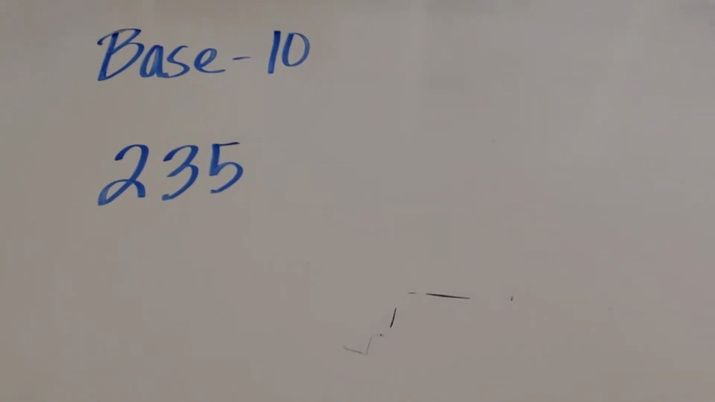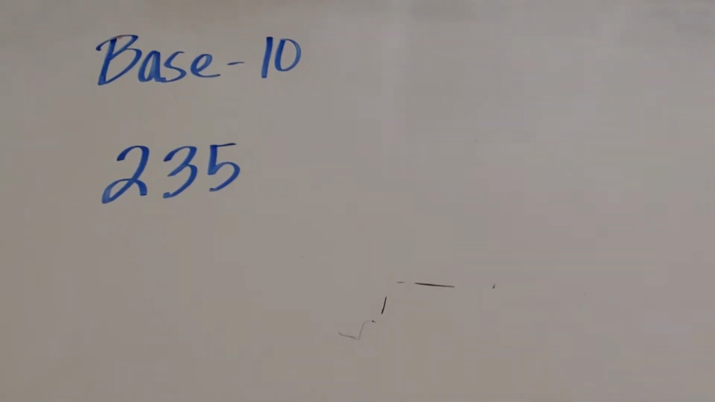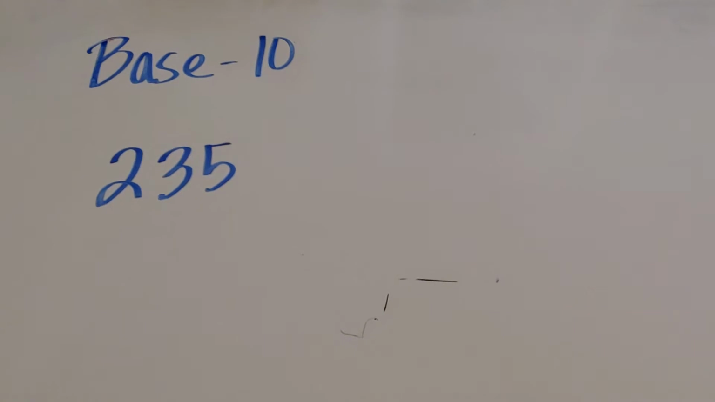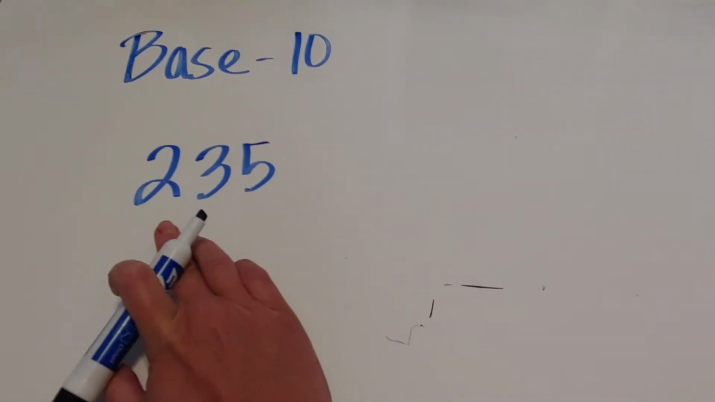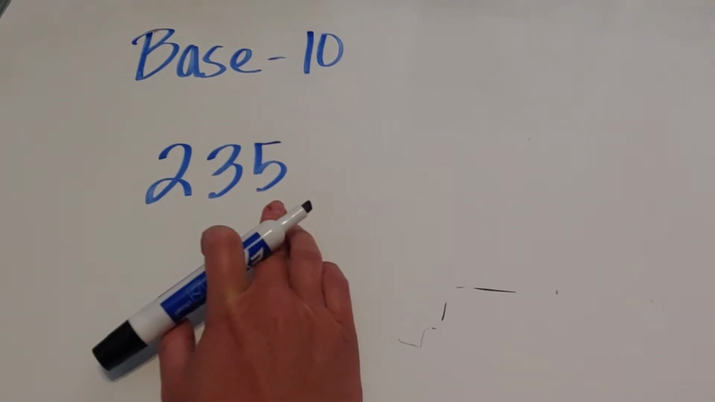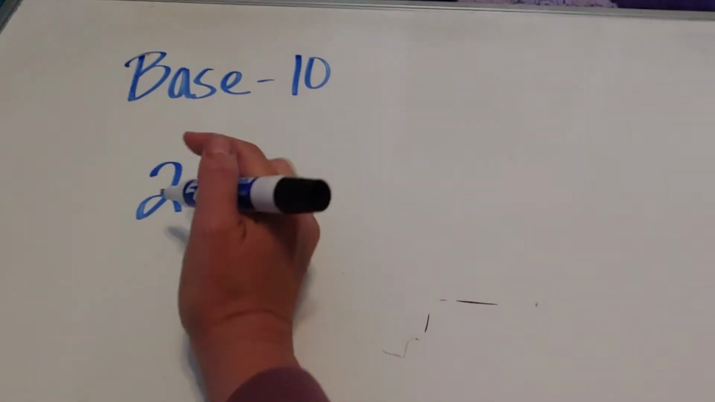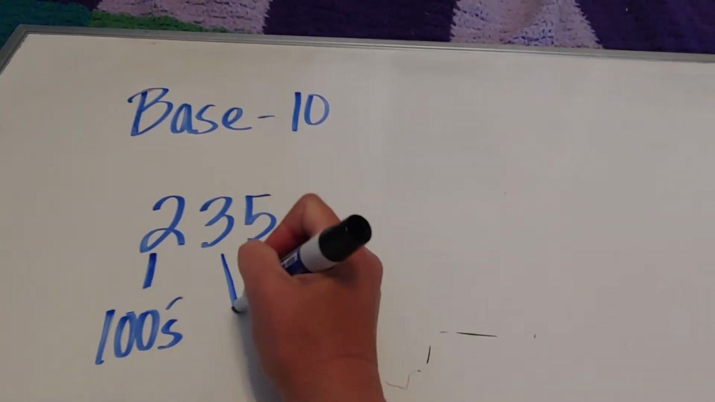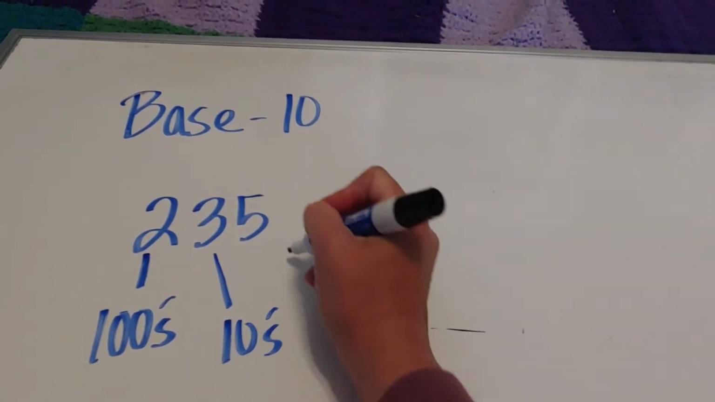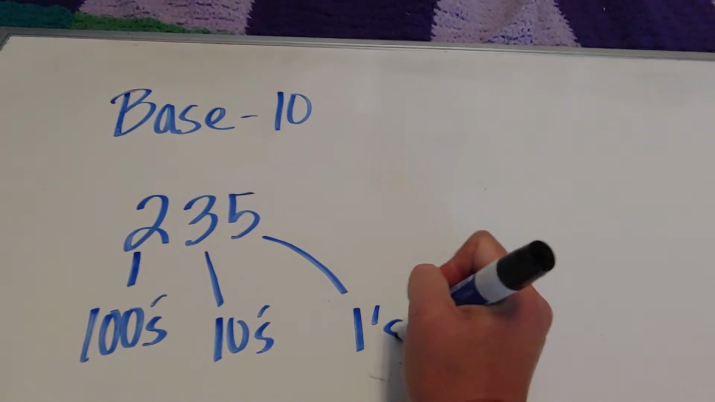In this video, we're going to talk about why our number system is called base 10. To illustrate this, I'm going to have us read this number: 235. And of course, what we're saying is that we have hundreds, so I'm going to write it that way. We have tens, and we have ones.